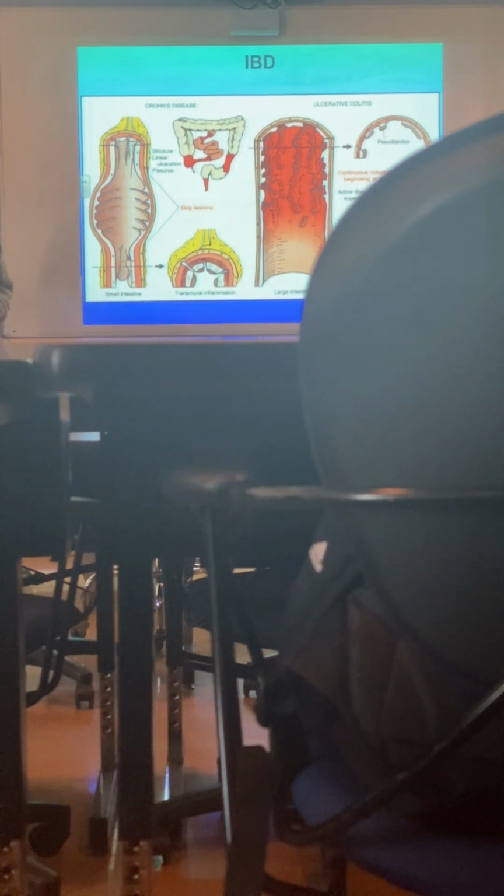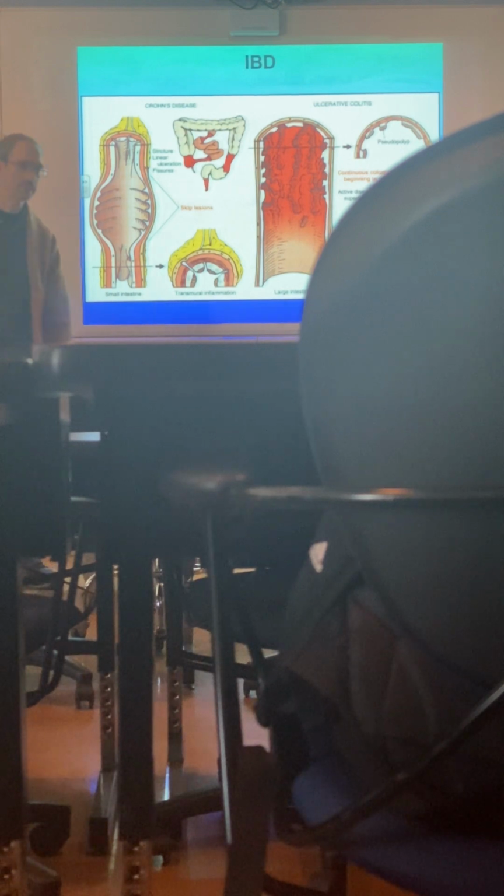Crohn's disease can affect any part of the GI tract, anything from mouth to anus. However, the most likely region of the bowel it's going to affect is the terminal ileum, and as a result, Crohn disease has an alternative name. It's called terminal ileitis.